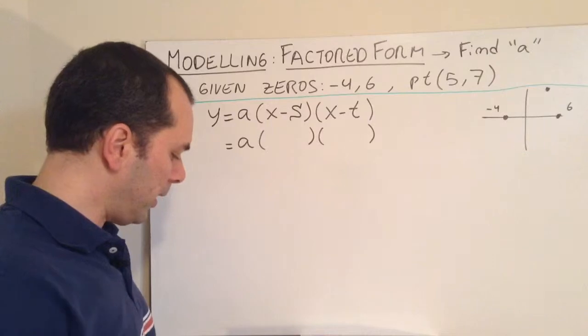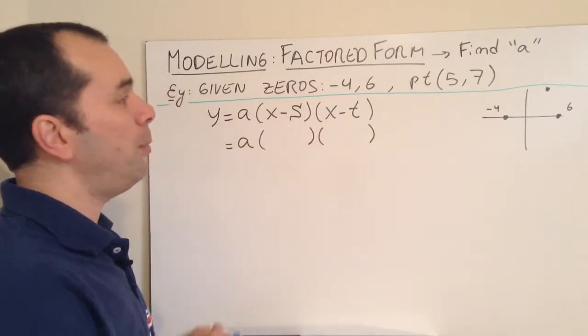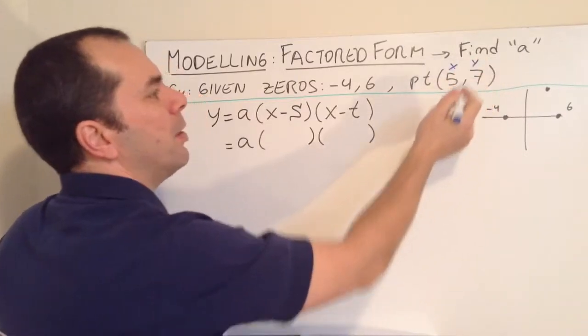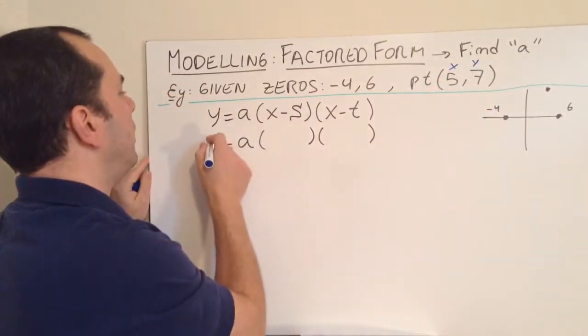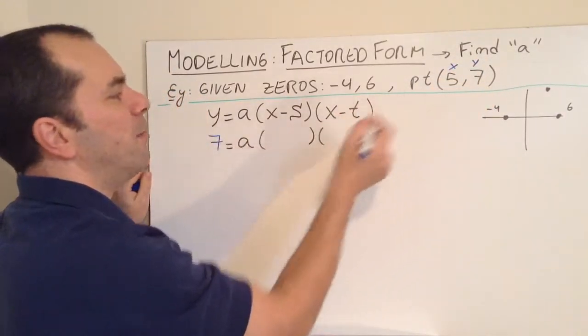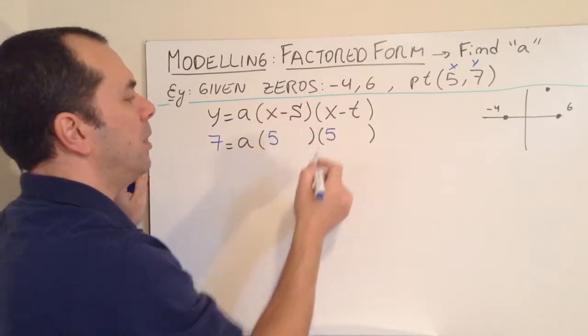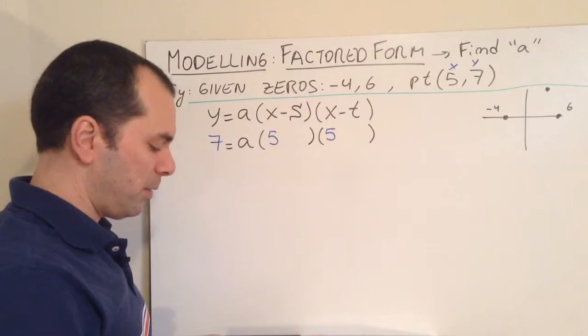And I know that I have a point. My point would be x and y. Therefore, if my y is 7, I'll replace my y with 7. If my x is 5, I will replace it. And notice that there's two spots where x goes, so 5 is going to appear twice.